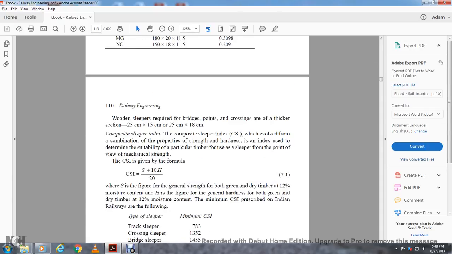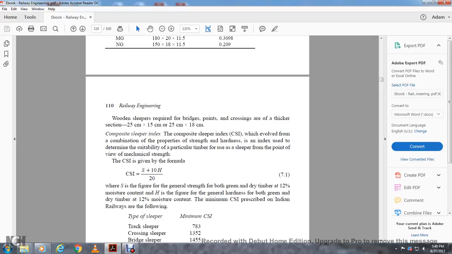Wooden sleepers required for bridges and points and crossings are thicker, with sections of 25 centimeters by 15 centimeters, or 25 centimeters by 18 centimeters. The composite sleeper index, which involves a combination of properties, strength and hardness, is an index used for determining the suitability of timber from the point of view of mechanical structure. The CSI is given by the formula CSI = (S + 10H) / 20.